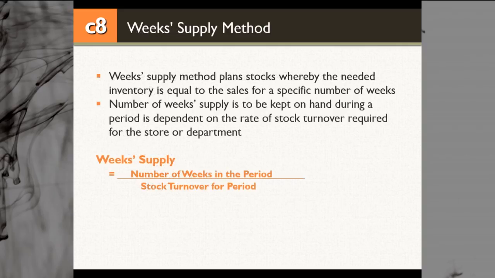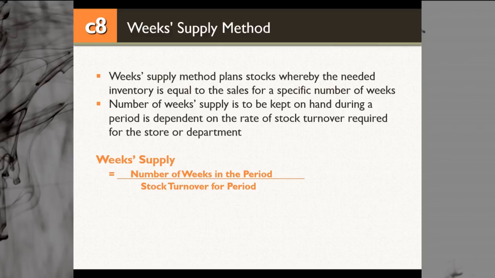And now let's talk about methods to calculate the planning stock. The first one is going to be the weeks of supply method. The weeks of supply method is defined as a planning stock whereby the needed inventory is equal to the sales for a specific number of weeks. This method is often used for grocery stores, where they calculate their stock amount based on the number of weeks. The number of weeks of supply to be kept on hand during a period is dependent on the rate of stock turnover required for the store or department.